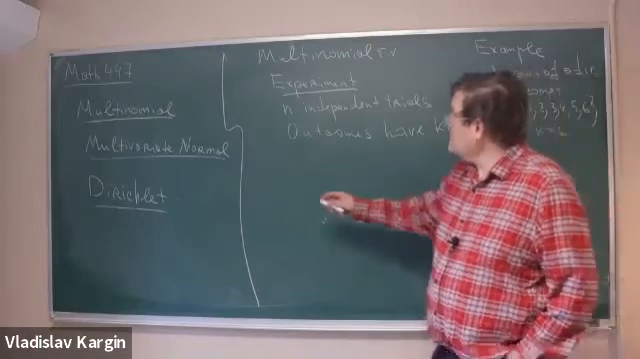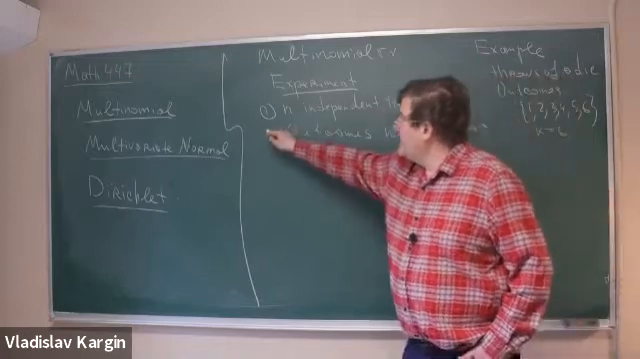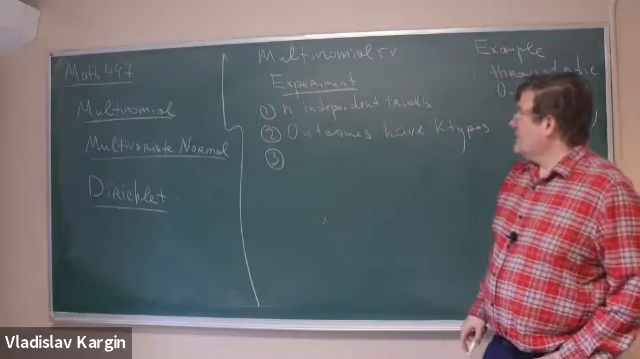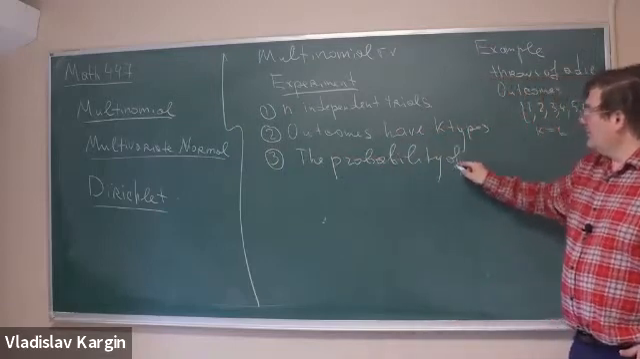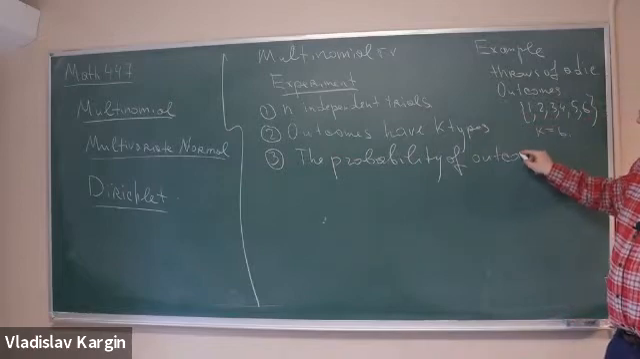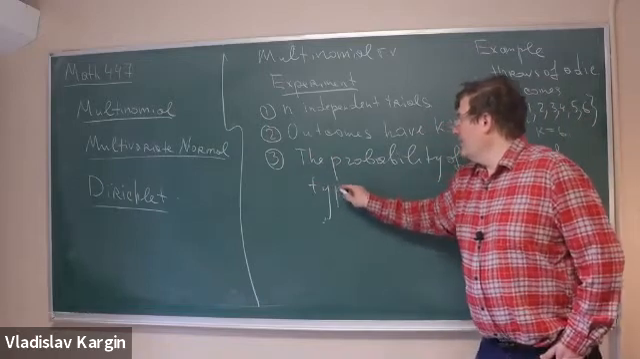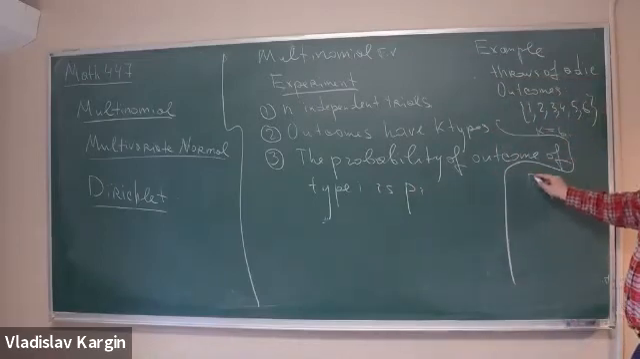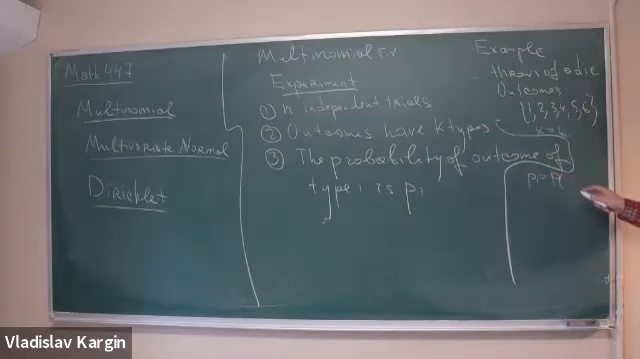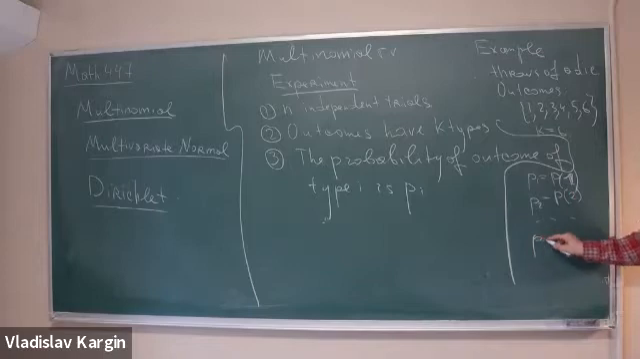And we do it some number of times. The third assumption here is that the probability of outcome type i is p_i. In this example, p1 is the probability that we get an outcome of type 1. P2 would be the probability that this particular throw gives a result of 2, and so on, until p6, the probability of 6 in this example.